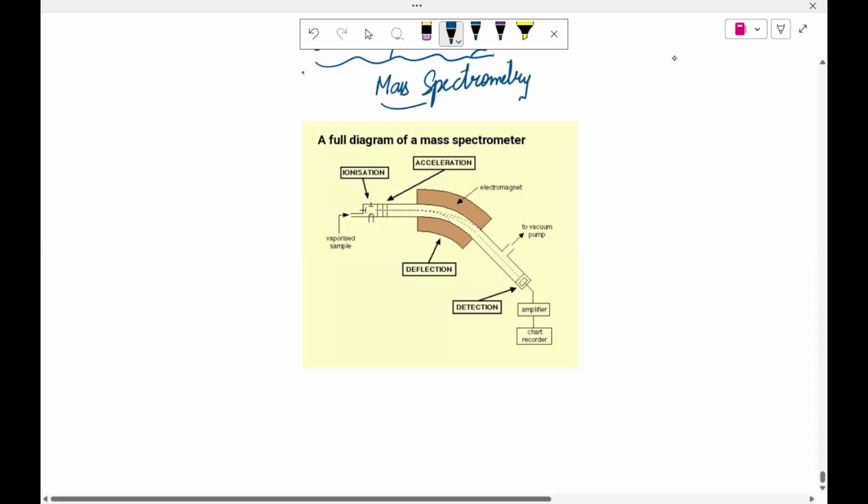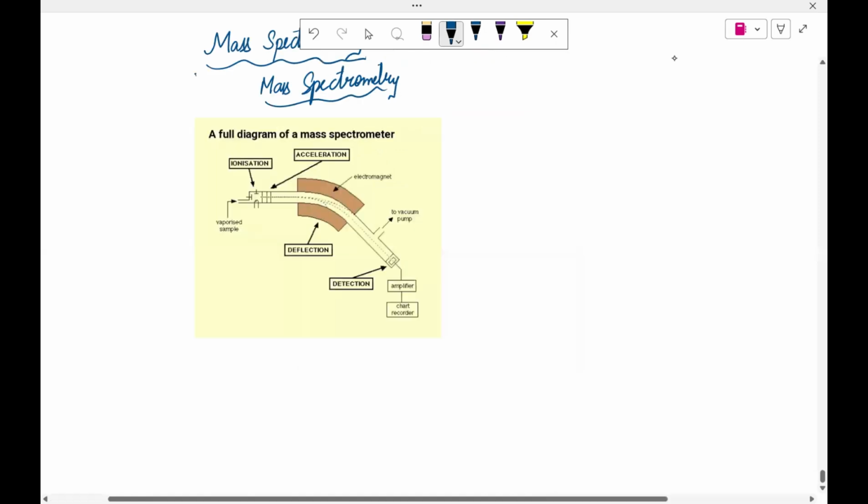First of all, let's discuss some of the uses of mass spectrometry. The first use is that it is basically used to measure the isotopic mass.